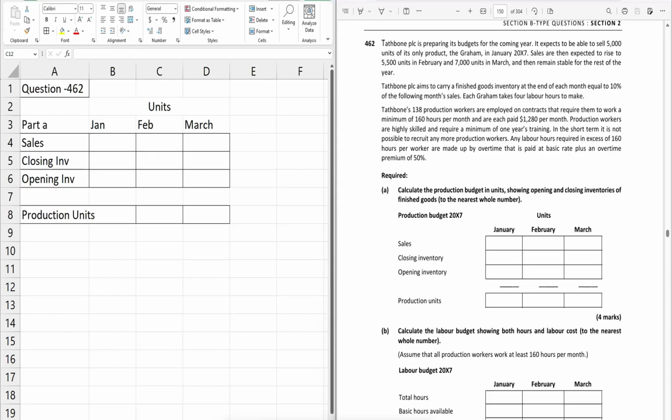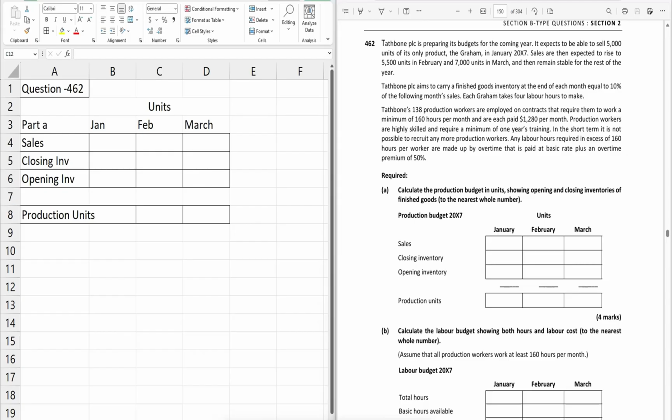And the question name is Tathborne PLC. So the question is saying Tathborne PLC is preparing its budget for the coming year. It expects to be able to sell 5,000 units of its product, the gram. So the company has only one product, and the product name is gram, and the company is expecting that they can sell 5,000 units of gram in the month of January.